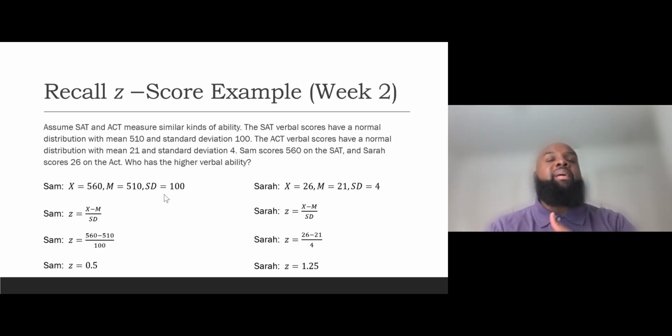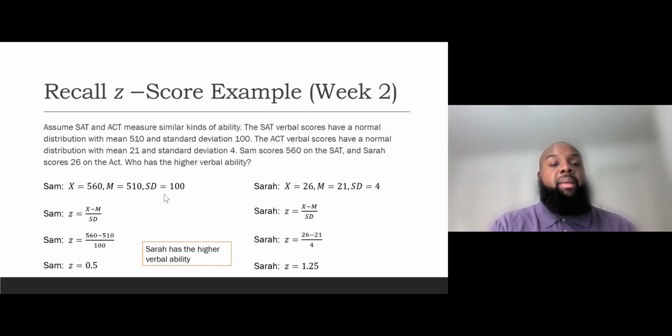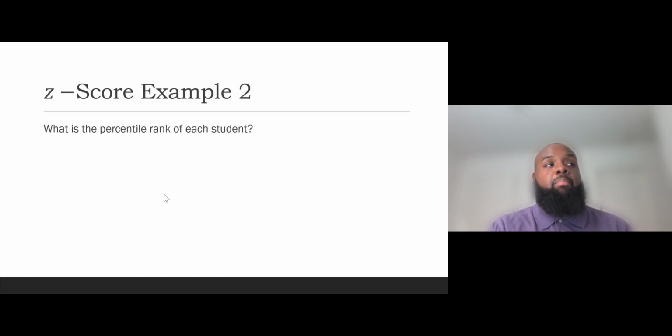And we said that, because Sarah's Z-score was 1.25 and the scales are measuring similar kinds of ability, Sarah had the higher ability, right? So what I want to do now is look at that same problem, but find the percentile rank of each of those students, for Sam and Sarah. Now, remember that a percentile rank, what's your percentile, right?